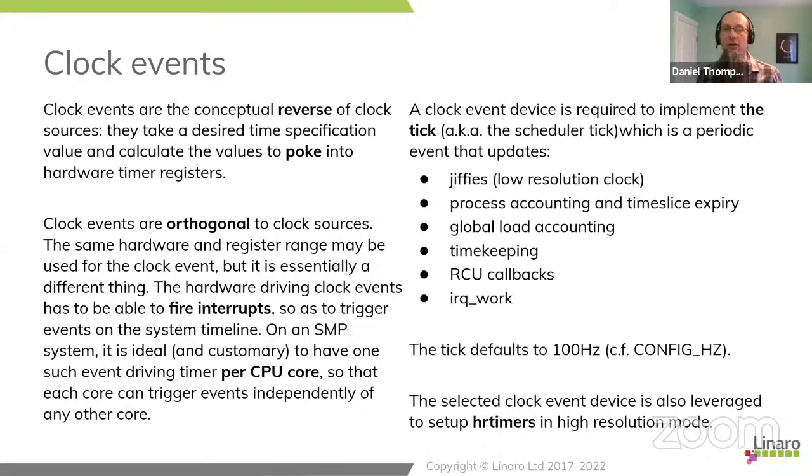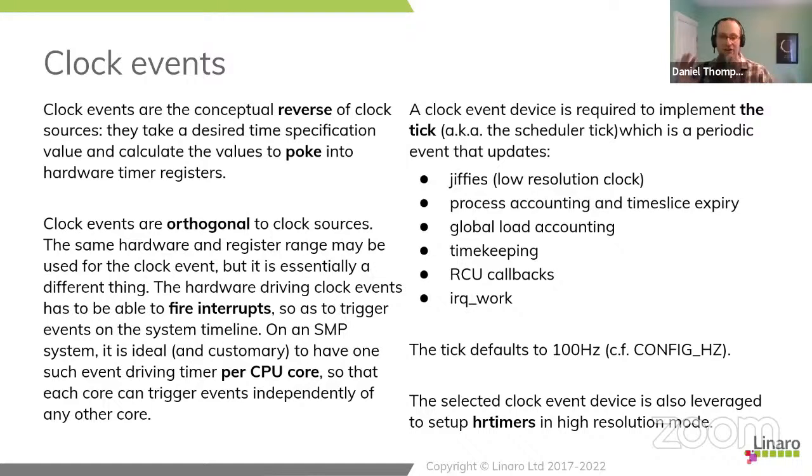Another use that clock events are put to is to provide a periodic tick, which is quite often called the scheduler tick. And like I say, it's completely different to the scheduler clock. This is a periodic event that classically runs 100 times a second. So very low resolution, a 10 millisecond tick. That will do a number of things. It will update the jiffy count. The jiffy count is a low resolution fast clock that is used for various types of timekeeping in the kernel. It will do things like process accounting and time slice expiry.